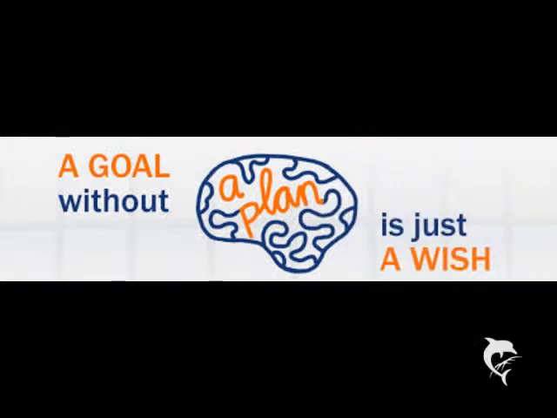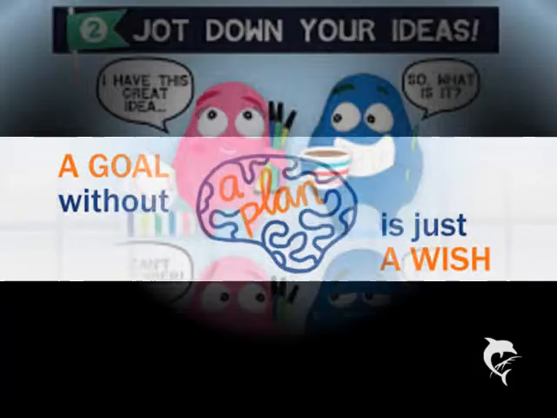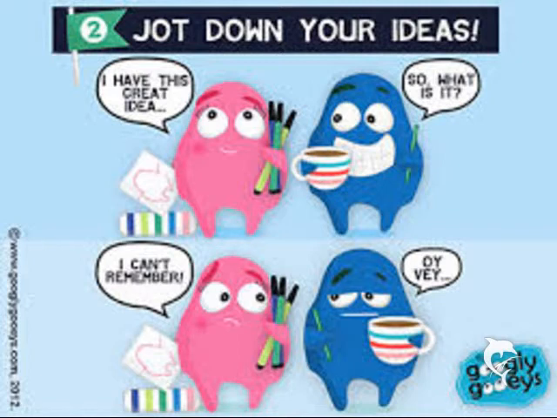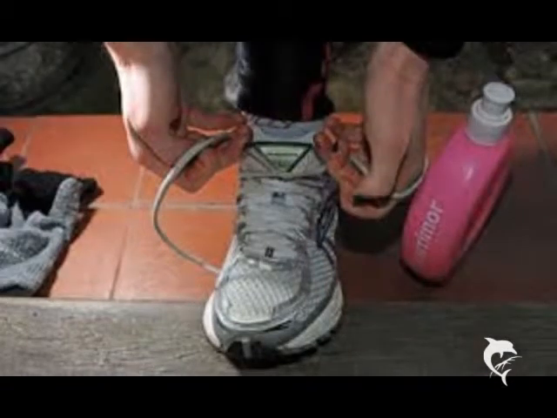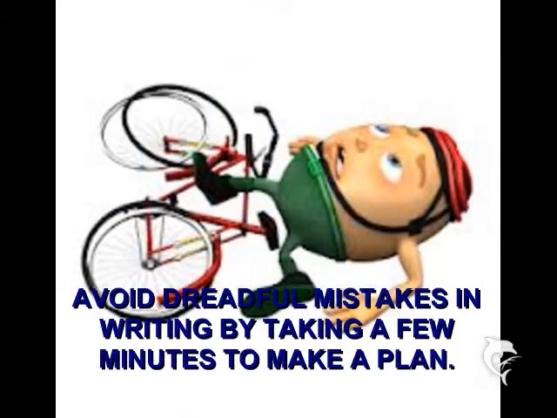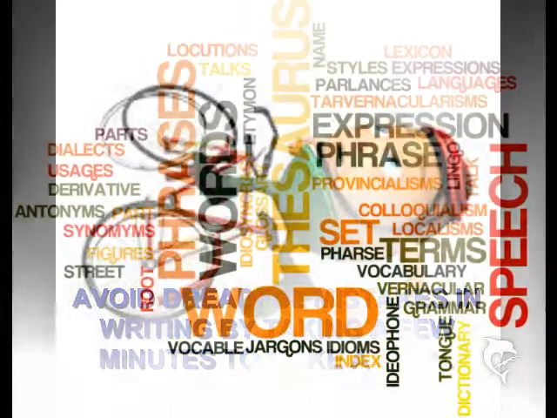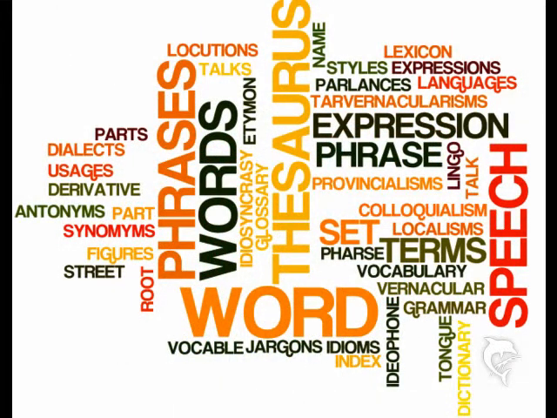So after deciding on the text type you'll use, you move on to planning your writing. Because this is true, we always have great ideas, but they usually get lost down the drain. And all this will not take long, and it's as important as doing your laces before going cycling. Because if you don't, you risk having this. A plan is just as important, and you should not take more than a few minutes.